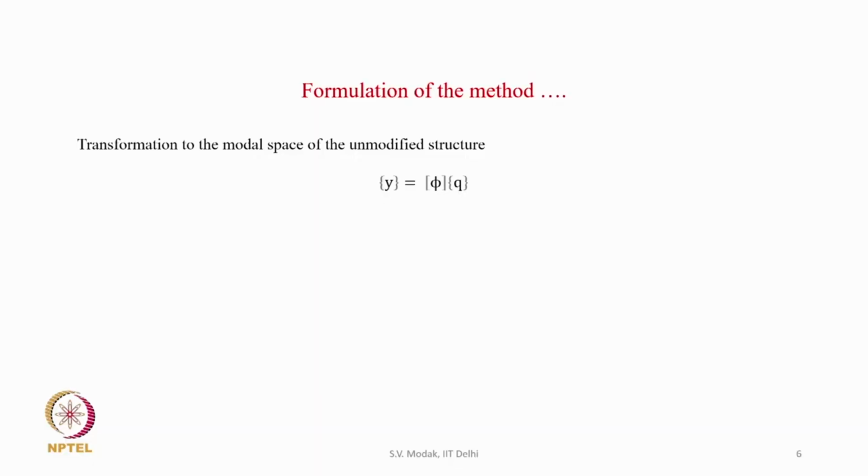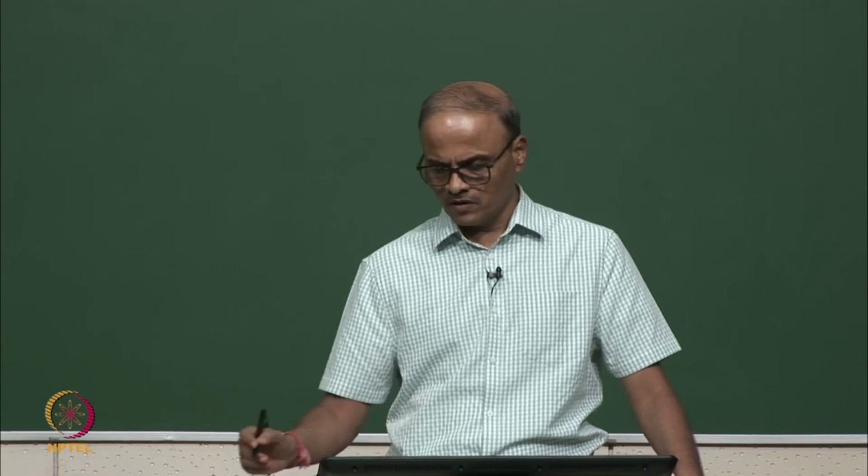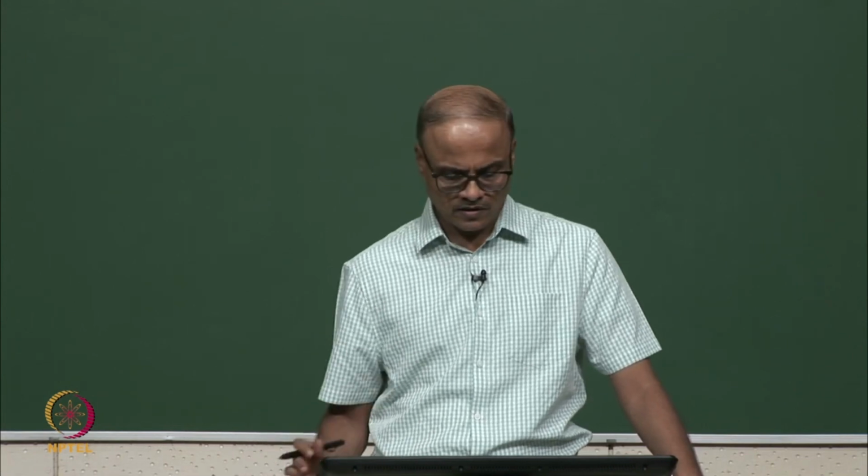So, this is vector y is equal to matrix phi times q. Here phi is the eigenvector matrix of the unmodified structure, y is the displacement vector of the modified structure, and vector q is the vector of modal responses of the modified structure in the modal space of the unmodified structure. Now we substitute this transformation into the free vibration equation of the modified structure, pre-multiply by phi transpose, and use the orthogonality properties of the eigenvectors of the unmodified structure. When that is done and simplified, we get this equation.